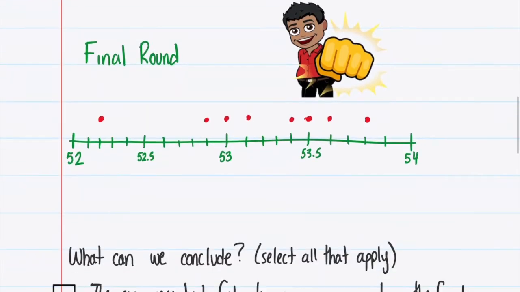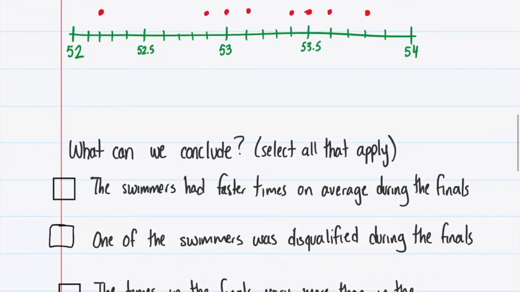And here's a question for you. What can we conclude? This is your favorite type of question because you need to select all that apply. There could be one answer, there could be 2, there could be 3, it could be all of them. So you need to read each one carefully so we know which is the best one.